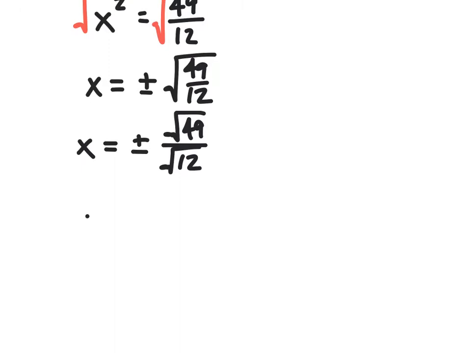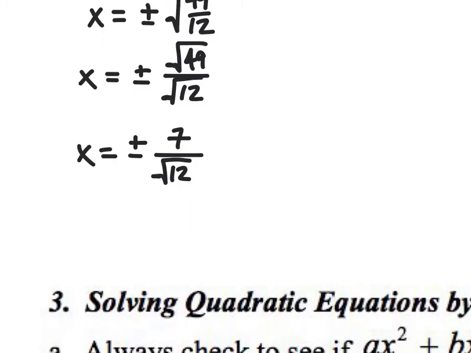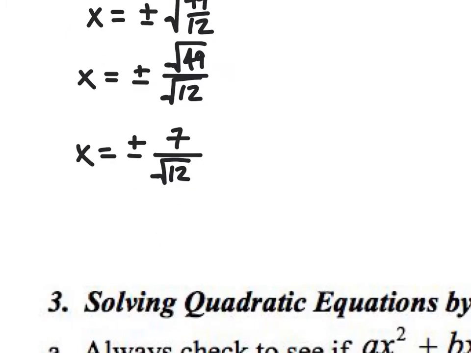Let's do this step by step. So x is equal to plus or minus, the square root of 49 is going to give me 7 over the square root of 12. Now, the square root of 12 can be simplified, okay? And I want to simplify that before I just jump right into rationalizing my denominator. So let's simplify this before we rationalize our denominator.